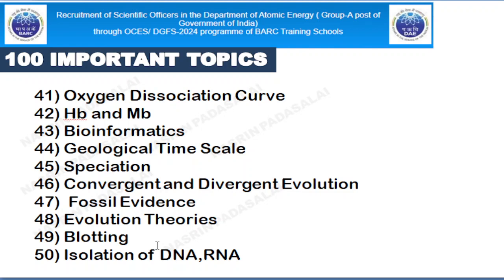Next is hemoglobin and myoglobin. So definitely you can expect 1 question from hemoglobin and myoglobin. So the difference between hemoglobin and myoglobin, Hill's plot and cooperation. There are many concepts that will come under hemoglobin and myoglobin.